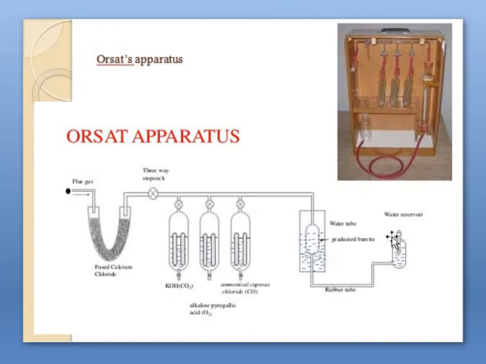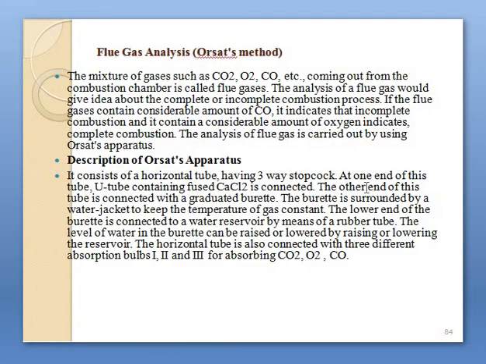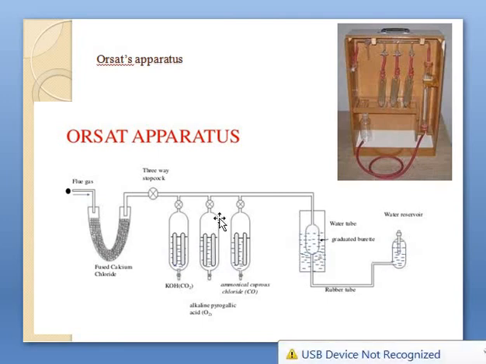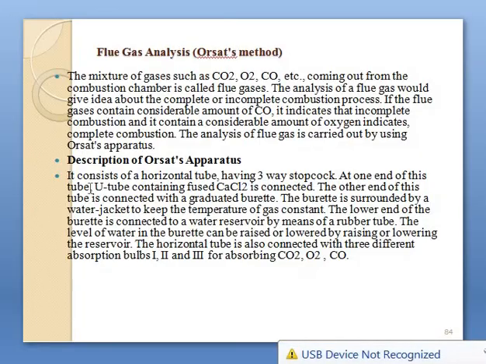By means of the rubber tube you have the lower level water reservoir. The level of the water in the burette can be raised or lowered by raising or lowering the reservoir. It is like the game you played as a child: connect two containers and raise one, and the water becomes more or less here. The same concept. The horizontal tube is also connected with 3 different absorption bulbs.